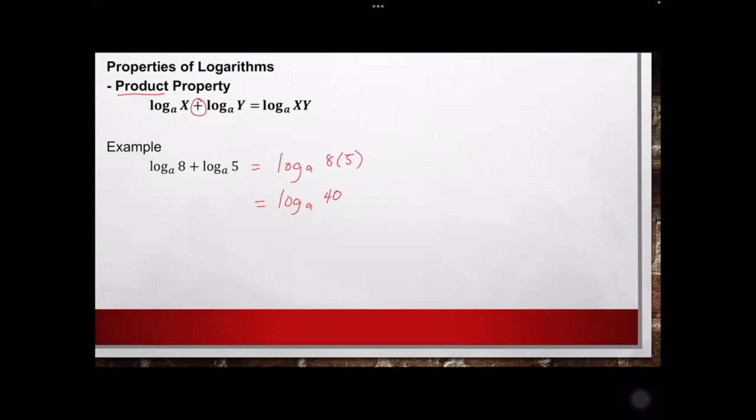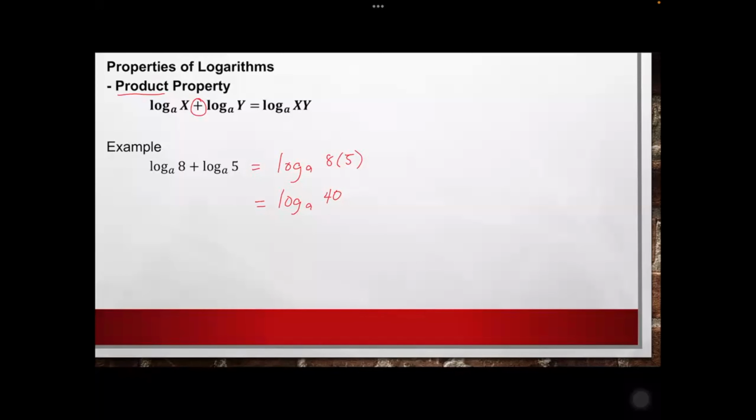Okay, so we have properties of logarithm. So product property, kailangan na tandaan kapag product property, it is a plus sign. So parehas dapat sila ng base. So kaya nagkaroon siya ng xy kasi x times y, parehas sila ng base. Example, we have the logarithm of 8 plus logarithm of 5. Parehas sila ng base. So nagkaroon ka ng logarithm of base a, tapos 8 times 5. So 8 times 5, it will be 40.